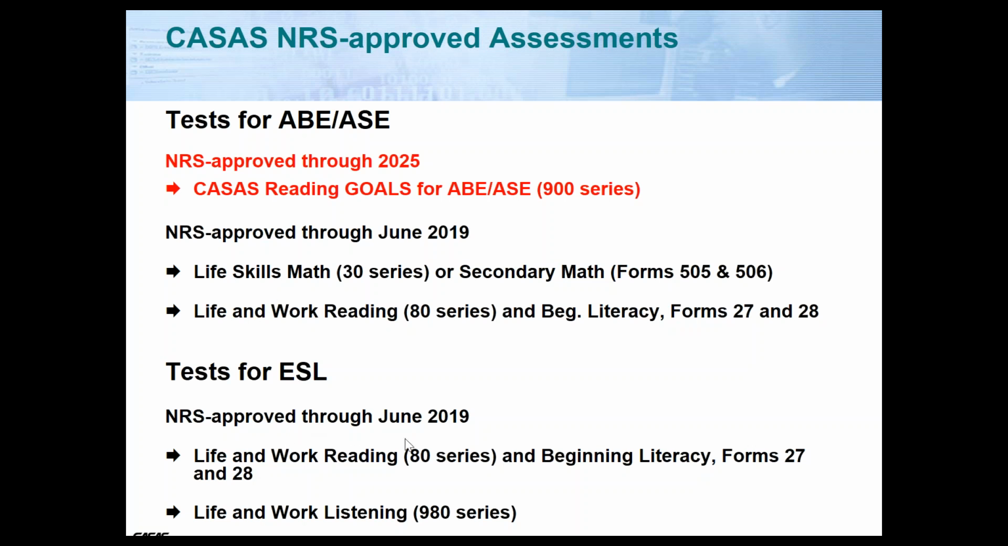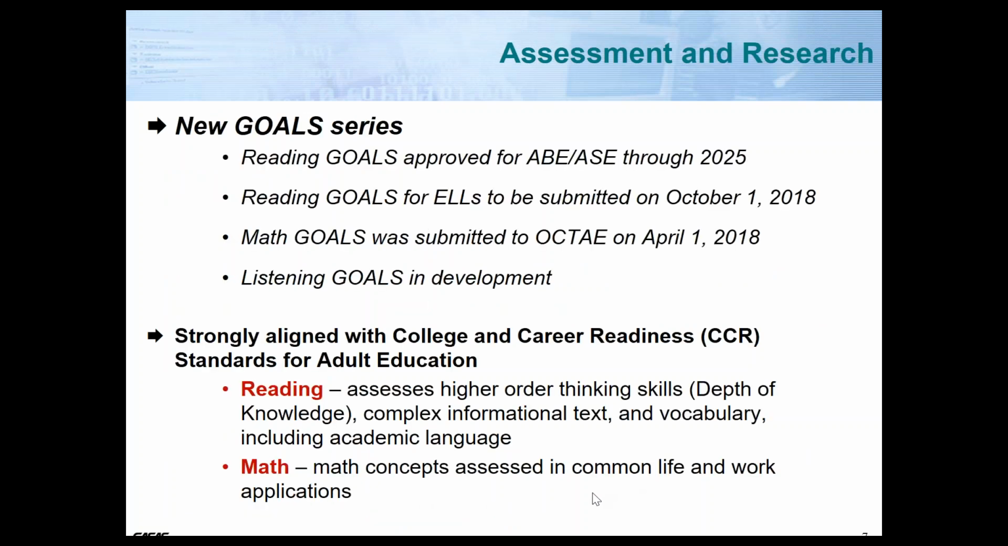And for ESL, we have these tests that are approved through 2019, the same Life and Work Reading series and Beginning Literacy, as well as the 980 Listening series. So as I mentioned, the Reading Goals series is approved through 2025 for ABE and ASE. For ESL, we'll be submitting the same test to use in ESL programs this coming October.